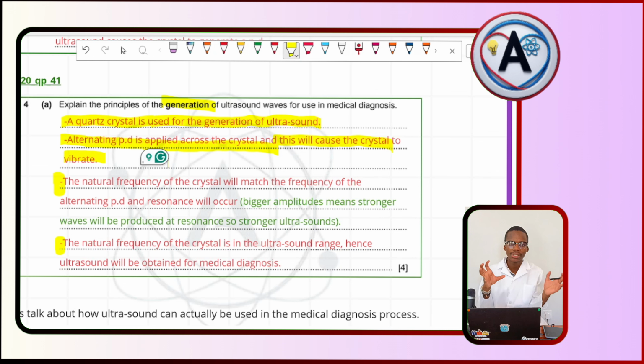So the two points that we didn't mention, and that you should always include if asked to explain the principle of generation of ultrasound, are that the natural frequency of the crystal will match the frequency of the alternating PD, and resonance occurs, giving bigger and bigger vibrations. The natural frequency of the crystal is going to fall in the ultrasound range. Hence, ultrasound can therefore be used for medical diagnosis.